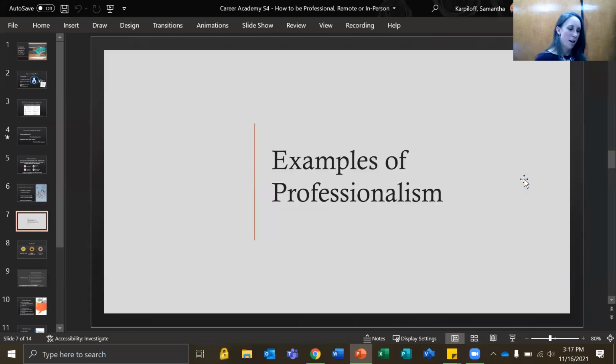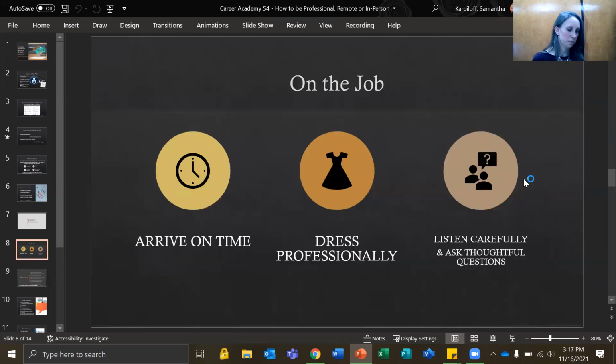All right, so there are a lot of different ways that, as I've alluded to, professionalism can look. So let's jump into some examples here. I've outlined a few things, as you can see, that you should do every day on the job, but this of course applies to being prepared for interviews as well, in person or virtual. And so number one is arrive on time.